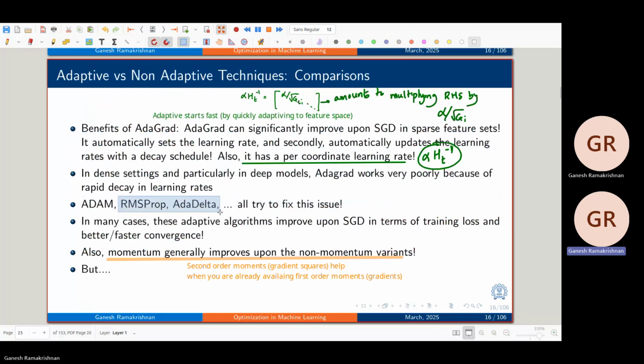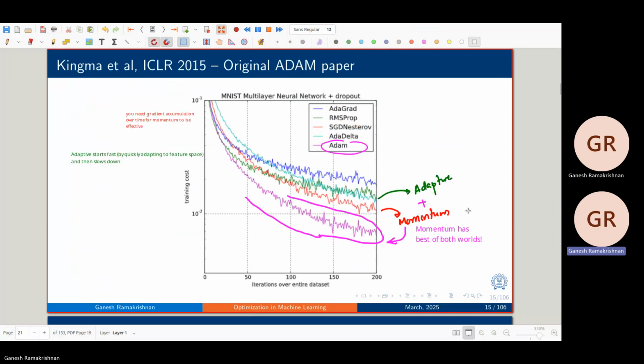To some extent, RMSProp and Adadelta also try to address this. Adadelta, while it sounds different, is still a variant of RMSProp. By taking the convex combination, at least it avoids the diminishing nature of the denominator. The other important takeaway is that momentum always improves on the non-momentum variant. In fact, momentum leapfrogs over just Adagrad. Vanilla Adagrad is nowhere near what momentum can offer. Stochastic gradient descent with Nesterov is better than Adagrad.